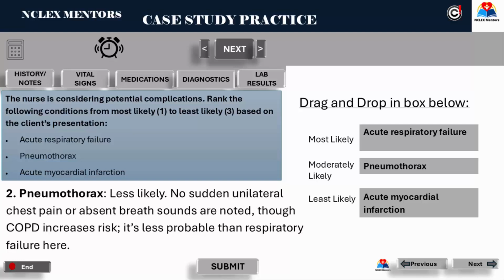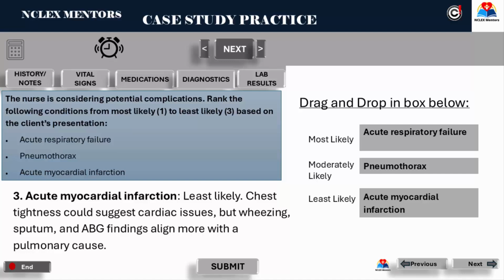2. Pneumothorax. This is possible since COPD patients are at higher risk due to weakened lung tissue, but the absence of sudden chest pain or absent breath sounds makes this less likely than respiratory failure. 3. Acute myocardial infarction. Although chest tightness could suggest a heart issue, the patient's wheezing, sputum, and ABG findings align much more with a pulmonary cause. When prioritizing complications, always start by asking, is there an immediate threat to breathing? What's the most urgent risk based on the patient's condition? In this case, respiratory failure is the clear frontrunner.